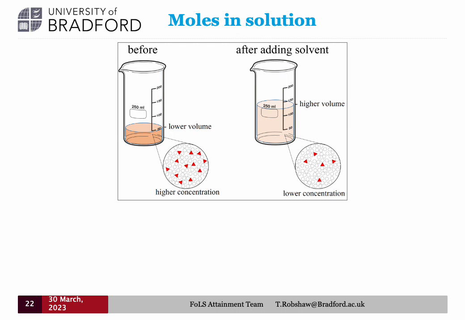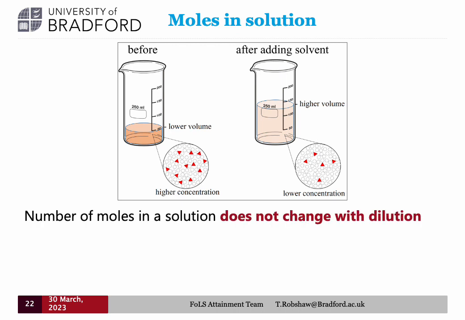Now the key thing to remember is that if you take a specific volume of a more concentrated solution and add more solvent to it to dilute it, the number of moles of the solute does not change. So the chemical is not being created or destroyed by this means. And because of this, if you increase the volume of a solution by adding solvent, you are therefore decreasing the concentration. These relationships are shown in this equation.